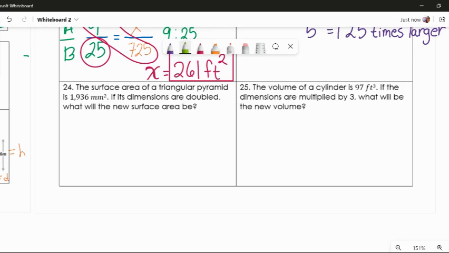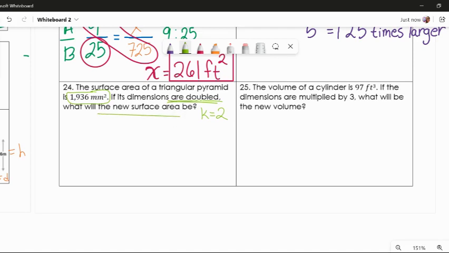So the surface area of a triangular pyramid is 1,936 millimeters squared. If its dimensions are doubled, now this is the same kind of problem we were just looking at. Dimensions are doubled means that it's multiplied by 2, which means we're looking at a K value, a scalar multiple that we multiply by. Okay, what will the new surface area be?